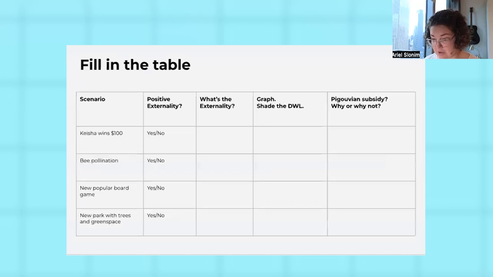So here's the graph that they have in their student activity sheet. Really what we want them to see, foreshadowing our day 3 coming up tomorrow, is whether a Pigouvian subsidy is going to solve the problem. So they're thinking about whether the solution we've currently proposed is going to work in different contexts.